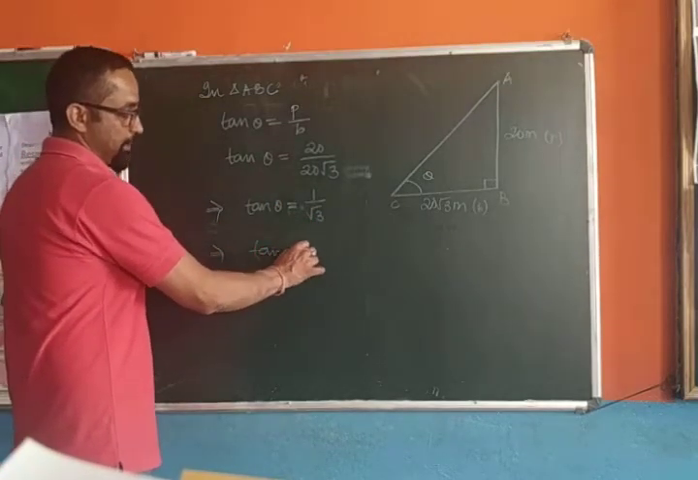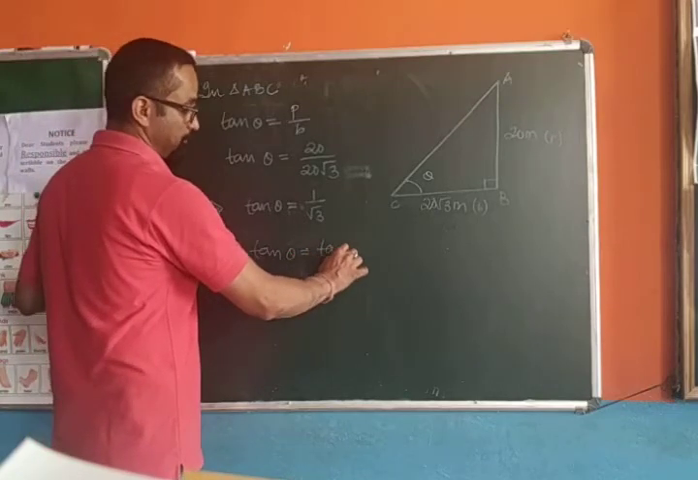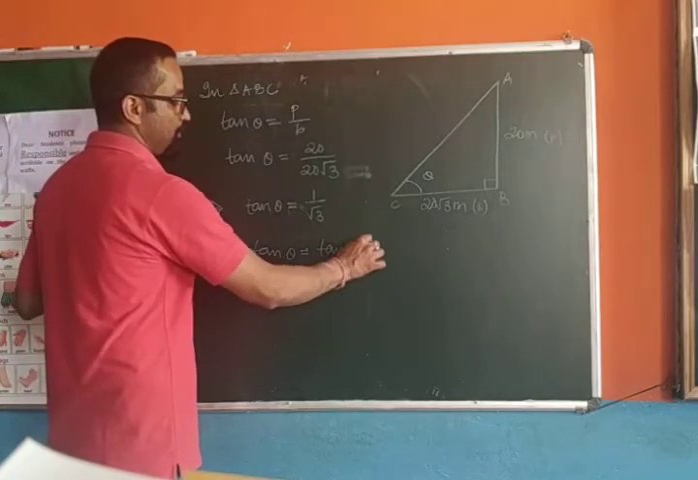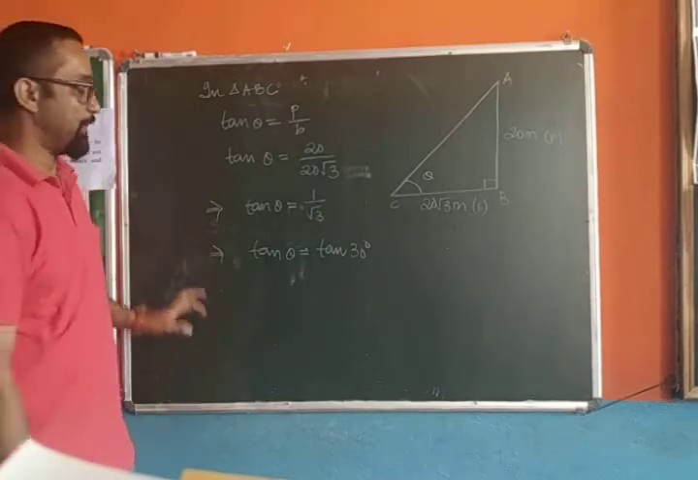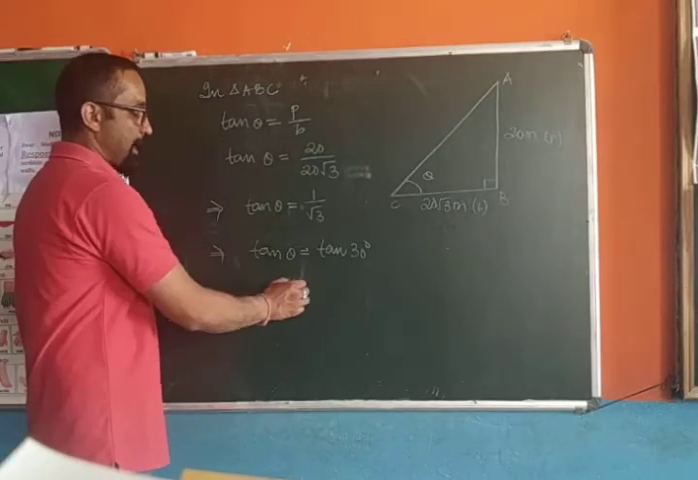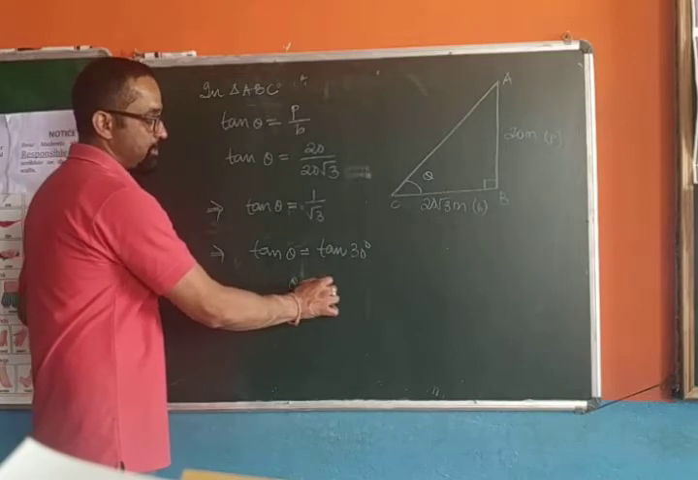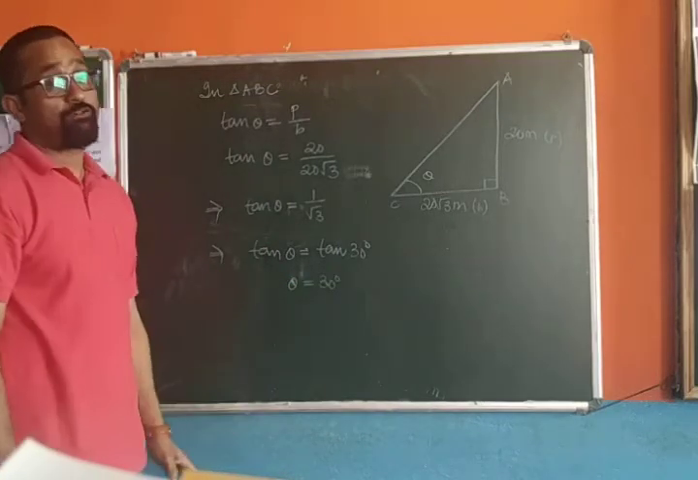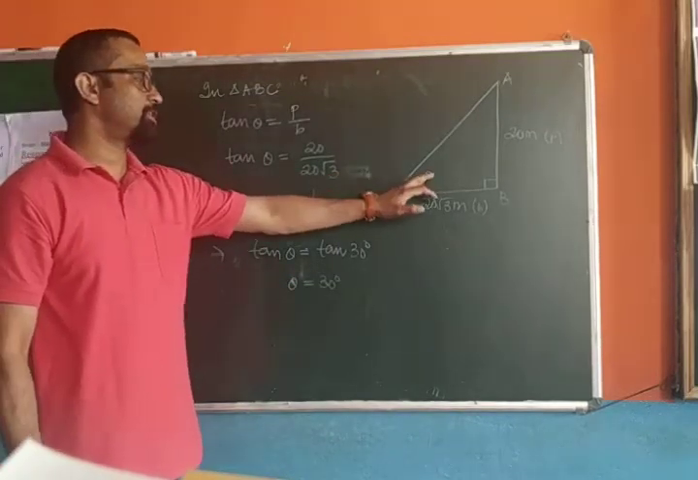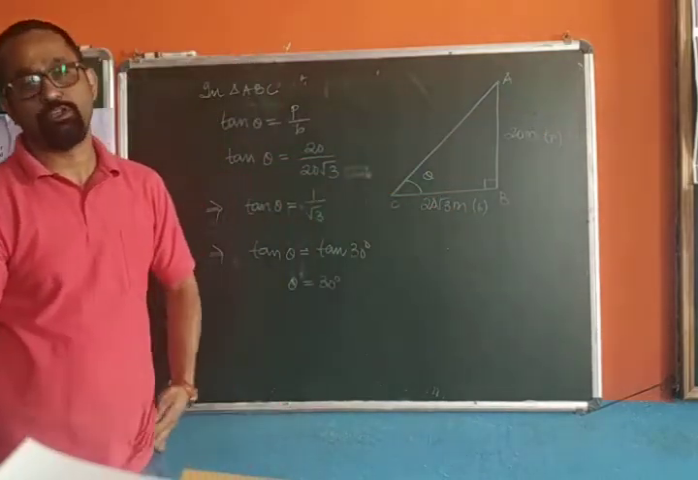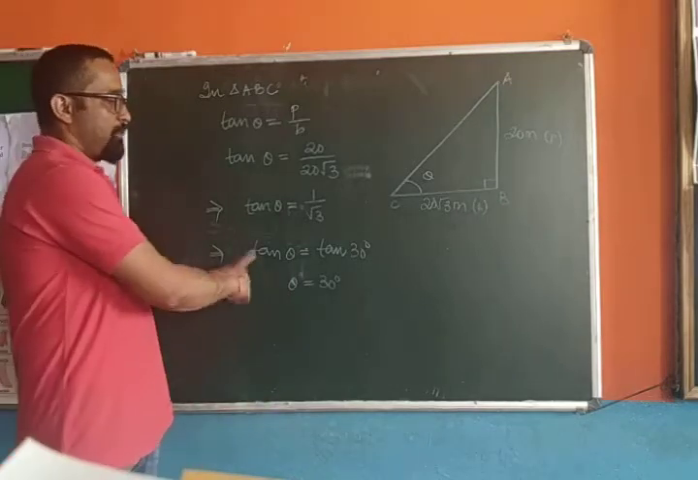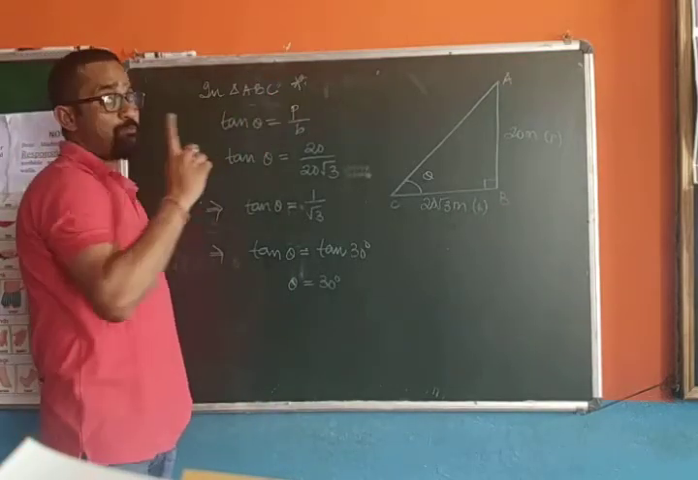Tan theta is equal to tan 30 degree, because tan 30 is 1 upon √3. Tan equal to tan, therefore theta is 30 degree. The angle of elevation of the sun is 30 degree when we have the height and the base given. Similarly, you can do question number 1.